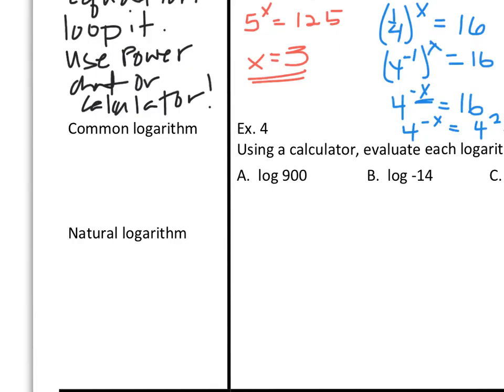Speaking of using your calculator, there are 2 scenarios where you can use your calculator and get decimal approximations. You'll have 2 different options. A common logarithm is when the base is 10.